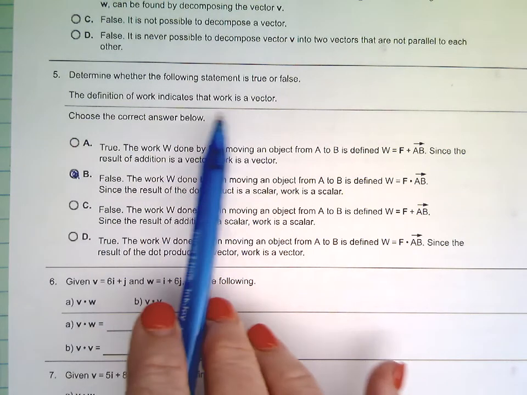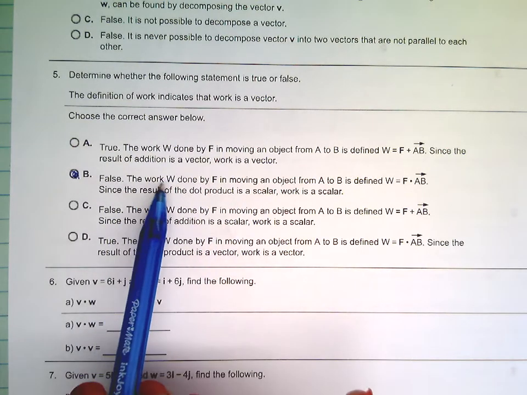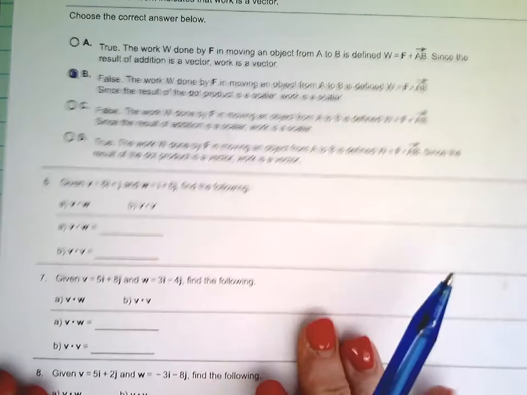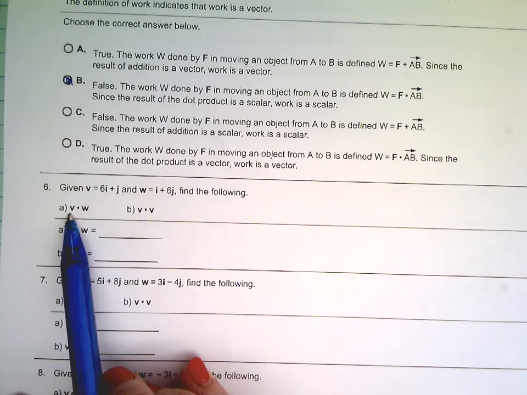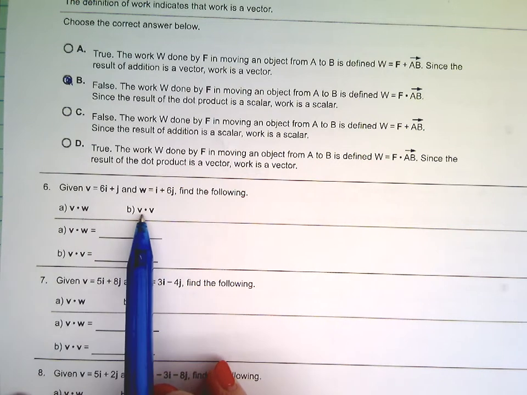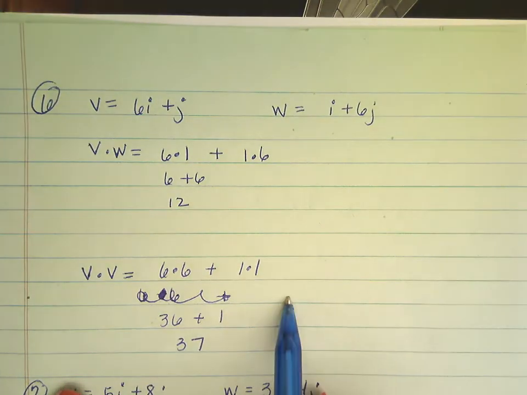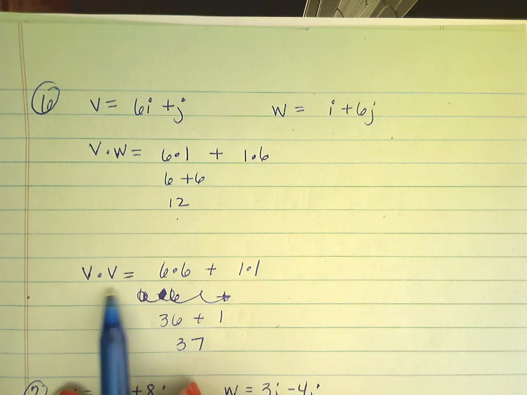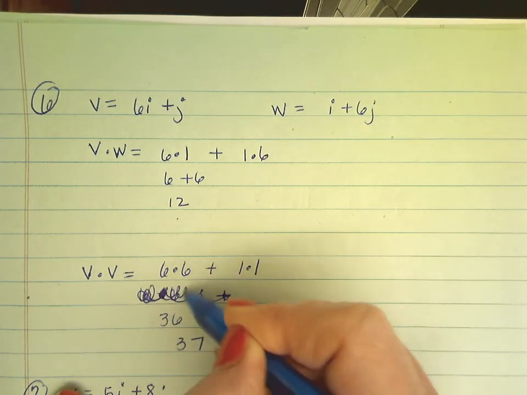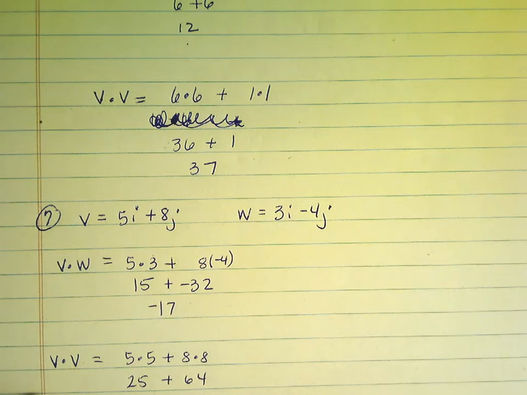The definition of work indicates the work's a vector. That is false. Okay, number 6. Here we go. We're given two vectors, and we're asked to find the dot product of V and W, and then the dot product of V and V. And here's where I've worked out number 6. The dot product of V and W is 12, and the dot product of V and V would be 37.